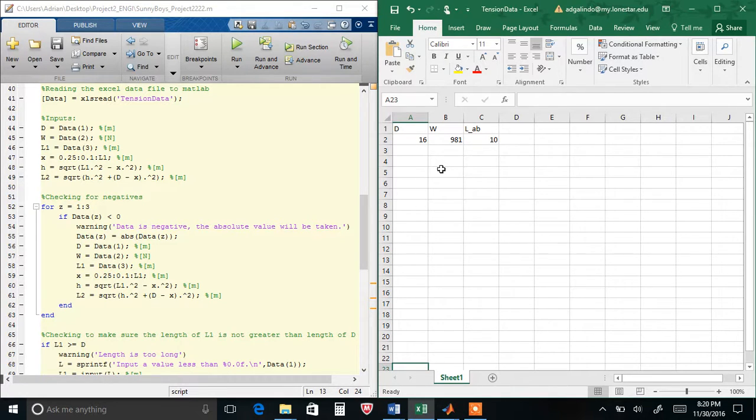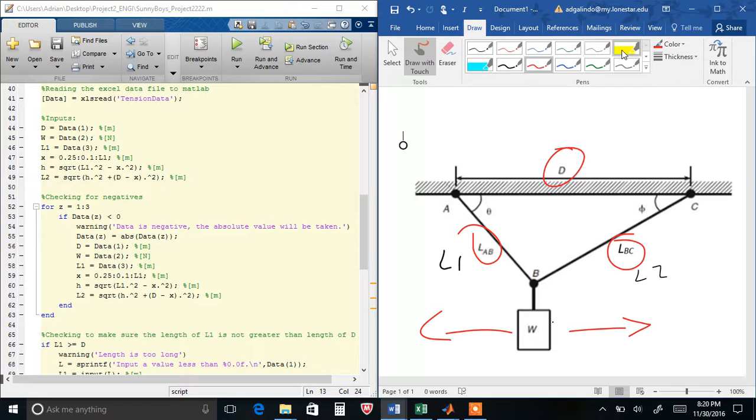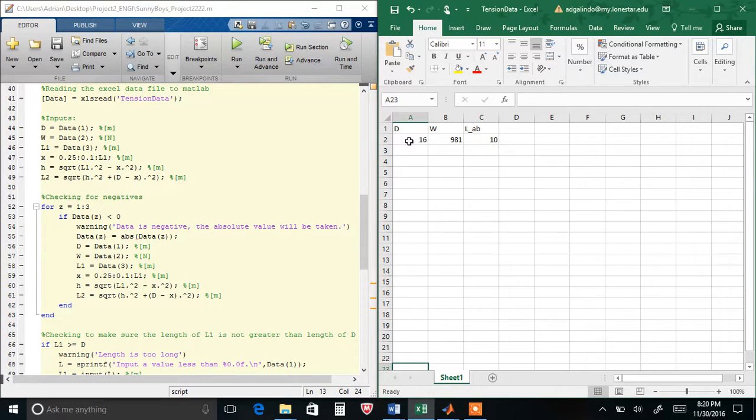Knowing these values, we're going to use them to solve for the remaining variables, which are theta, phi, the missing length 2, and also tension 1 and tension 2. If we look over here in our code, we have D, W, and L1. Those variables correspond with column 1, column 2, and column 3, where D is 16, W is 981, and length AB is 10.